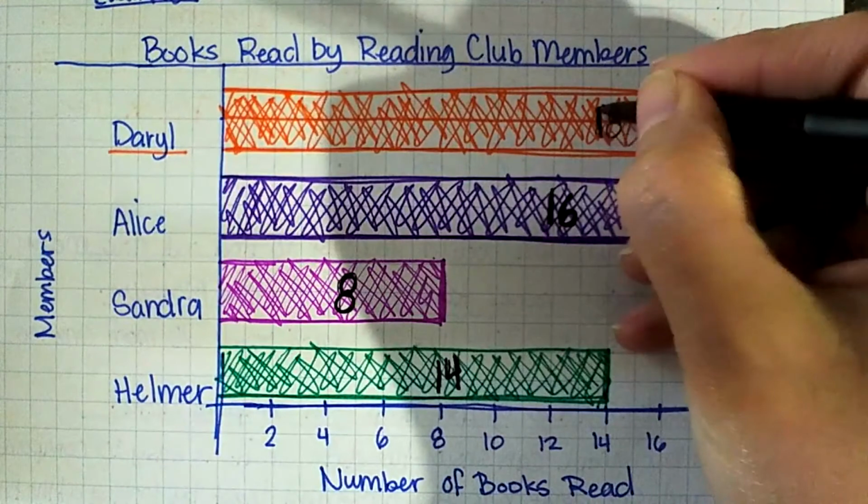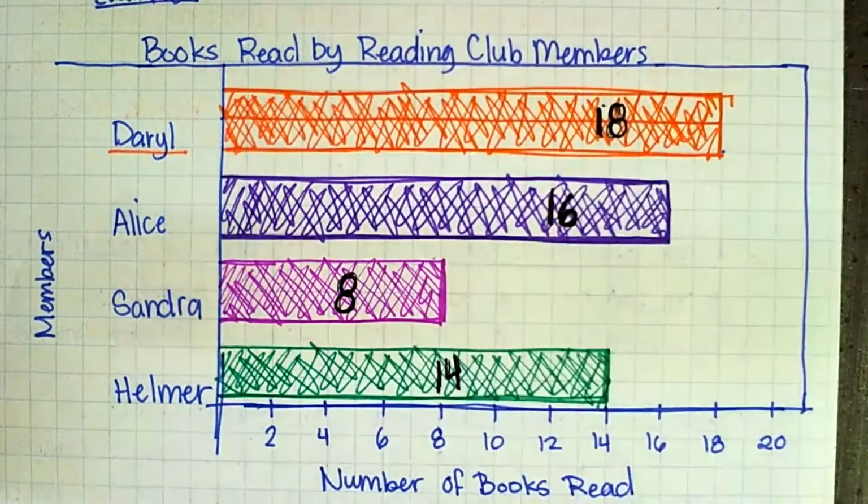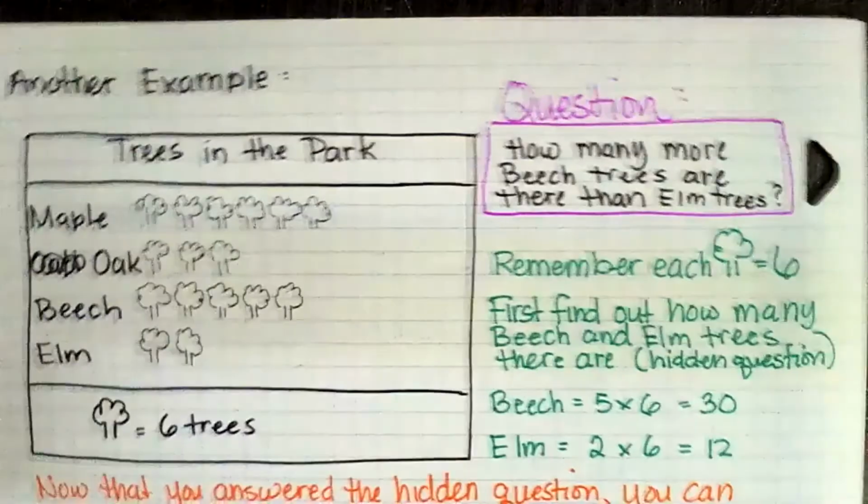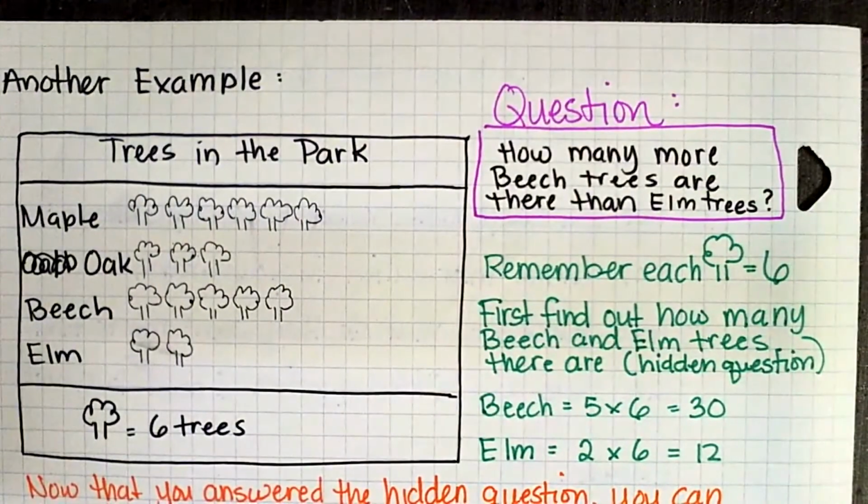I'll make these a bit darker for you so that you guys are able to read them. Now let's take a look at another example. Let's use a pictograph or a picture graph and use the information from there to solve.